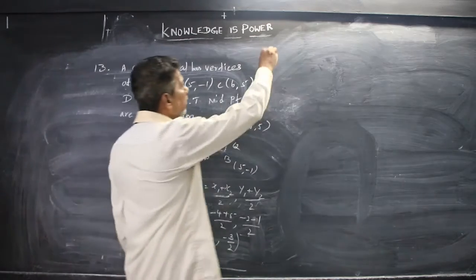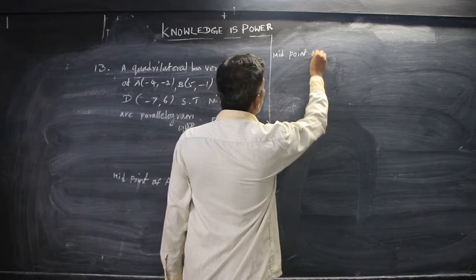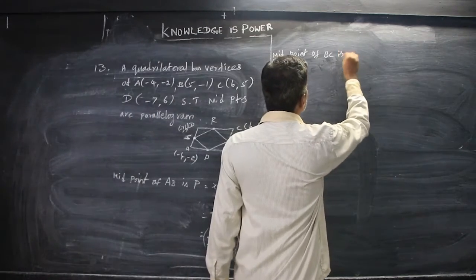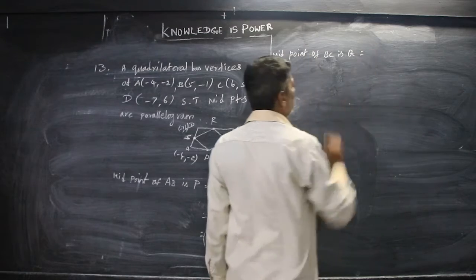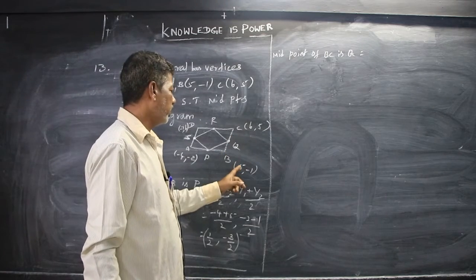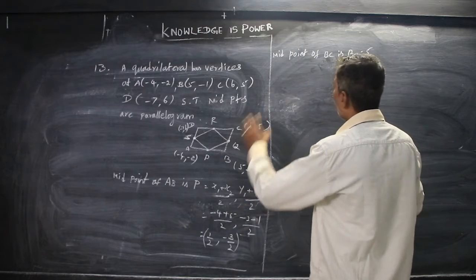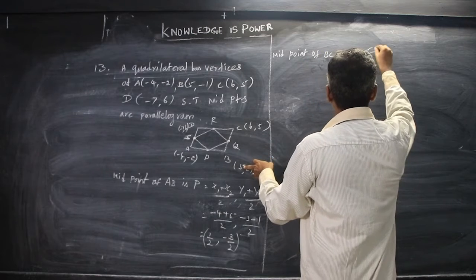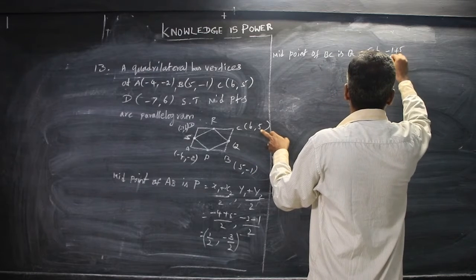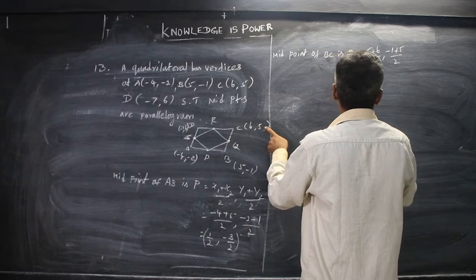BC. Midpoint of BC. So you have to find out the midpoint of BC. Midpoint of BC is what? Q. So you have to find that. Now take B and C as x1, x2. 5 plus 6. Directly I wrote the formula for the first one. No need to write the formula for the other things. Take x1 plus x2: 5 plus 6 by 2, comma, minus 1 plus 5 divided by 2. So x1 plus x2, y1 plus y2. It's clear?